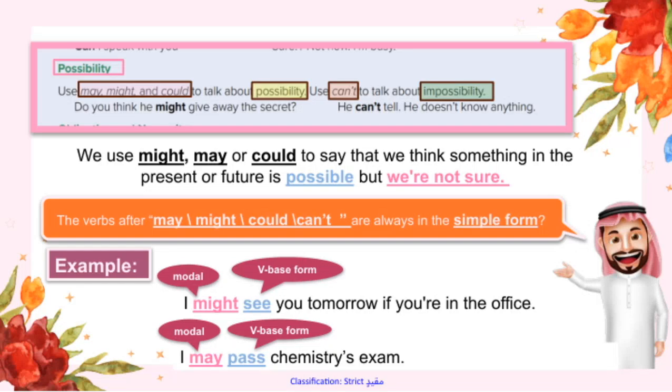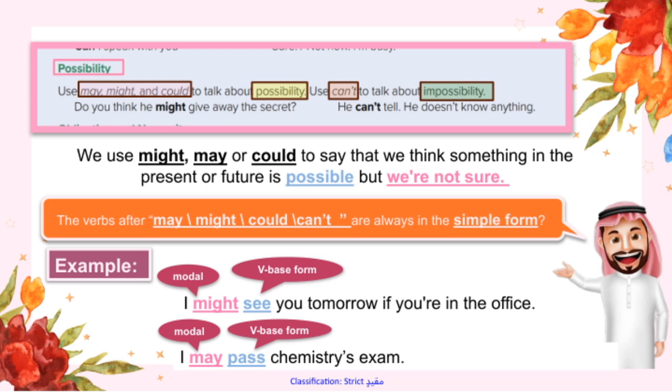Now let's look at the V-base form. This is the basic form of the verb, and you'll see it used after modal verbs like may, might, or could. For example, in the sentence, I may pass chemistry's exam, the main verb pass is in its base form. Similarly, in, I might see you tomorrow if you're in the office, see is also in the base form.